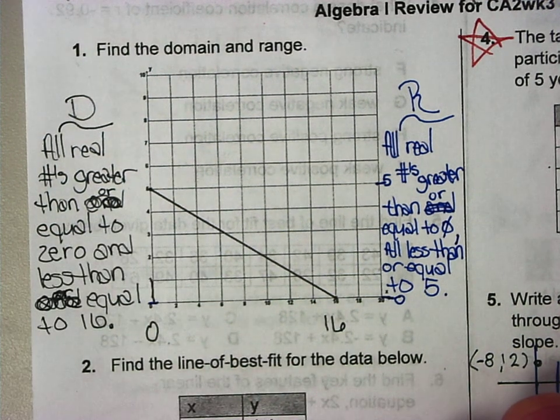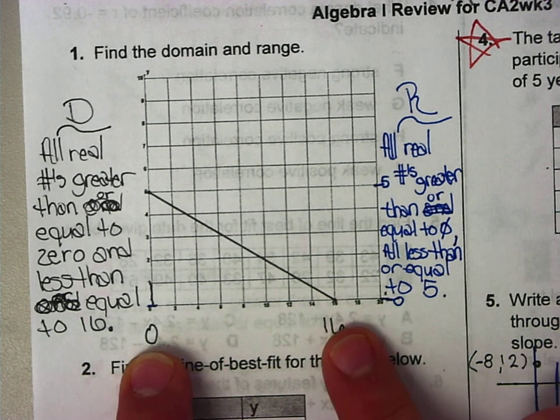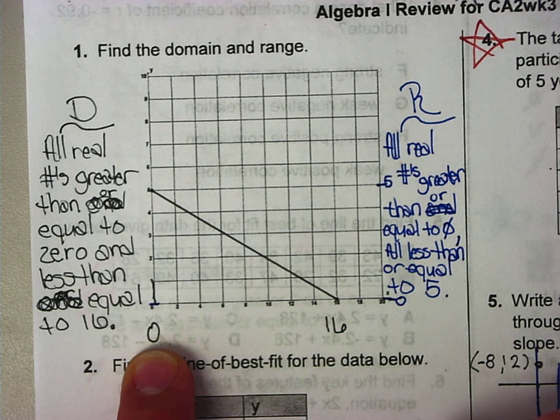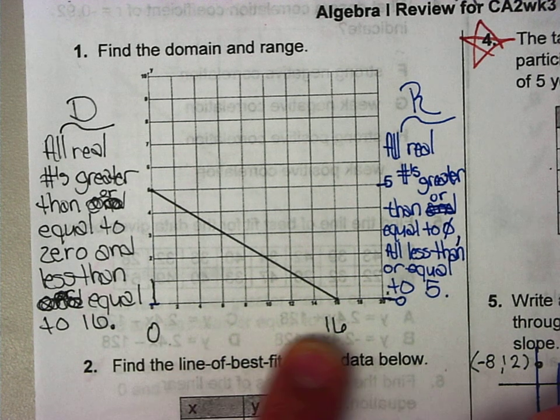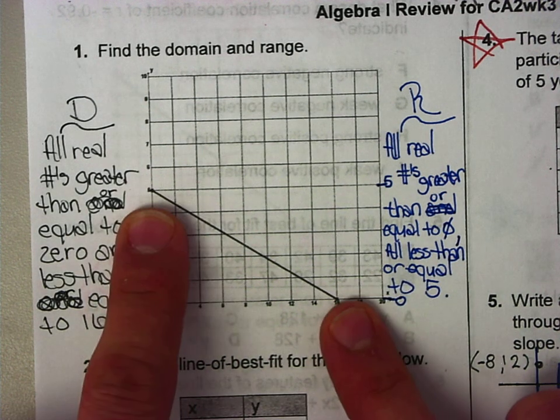So the domain in this case, which measures the width, goes as far left as 0 to 16, including those numbers. So we say the domain is all real numbers that are greater than or equal to 0 and less than or equal to 16. So everything from 0 to 16, including those two numbers at the end, because our points are solid.